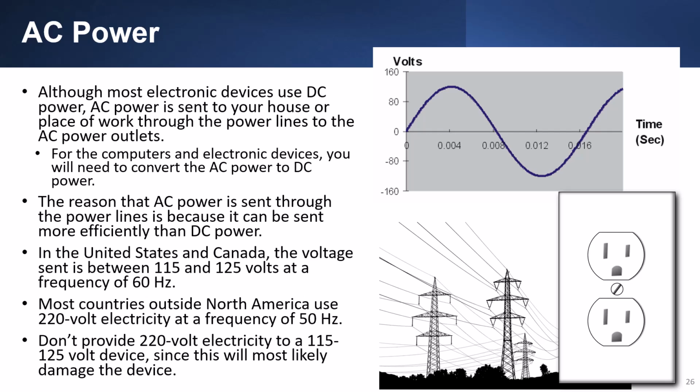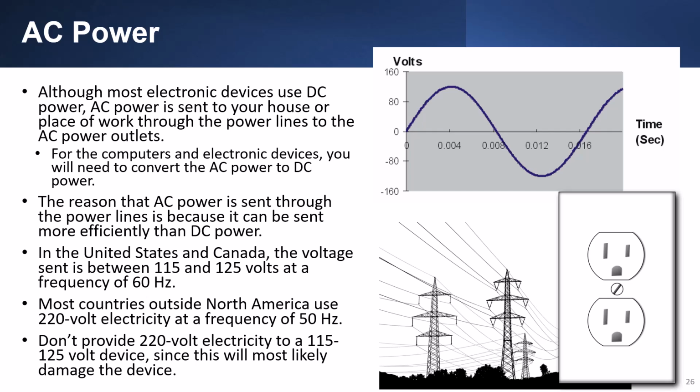Although most electronic devices use DC power, AC power is sent to the house or place of work through the power lines to the AC power outlets. For the computers and electronic devices, you'll need to convert the AC power to DC power. The reason that AC power is sent through the power lines is because it can be sent more efficiently than DC power.